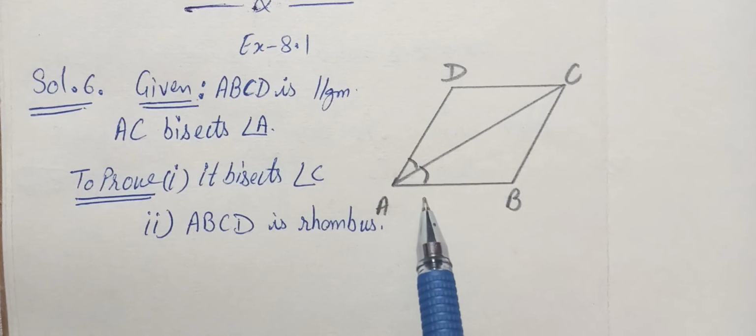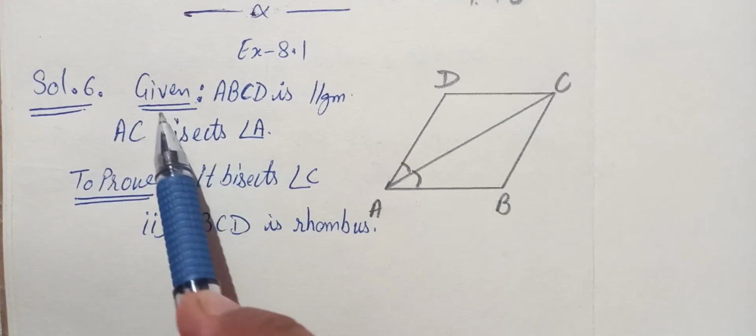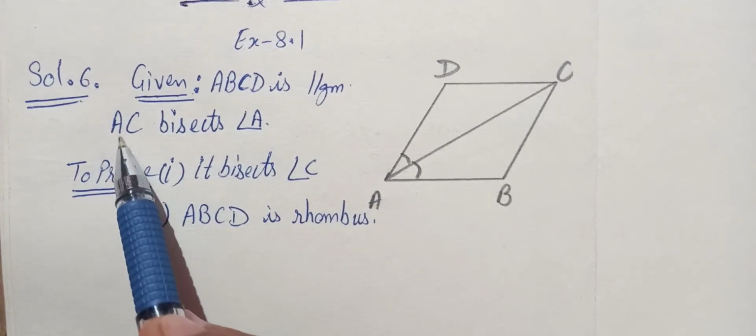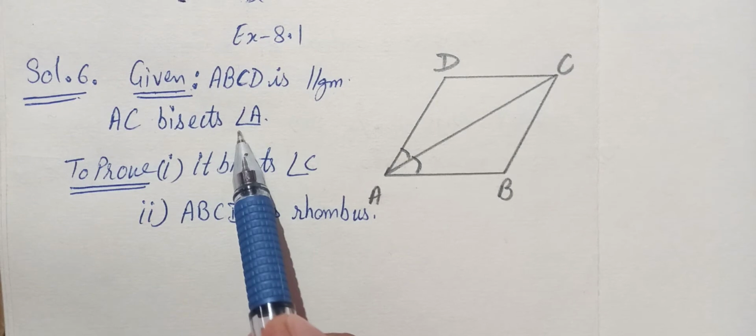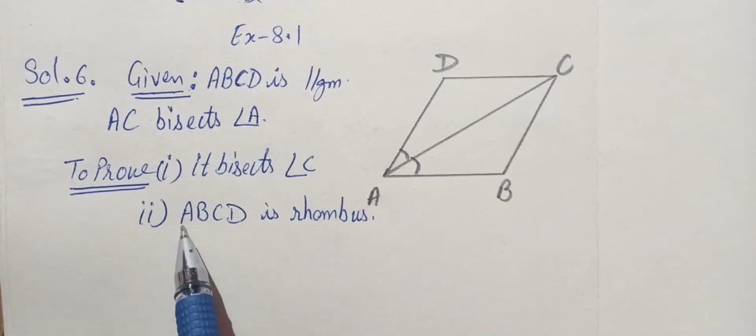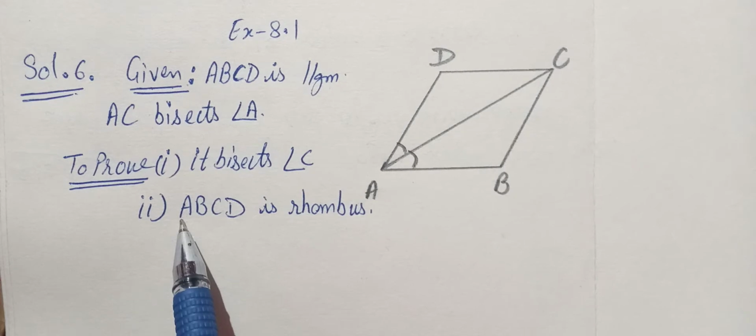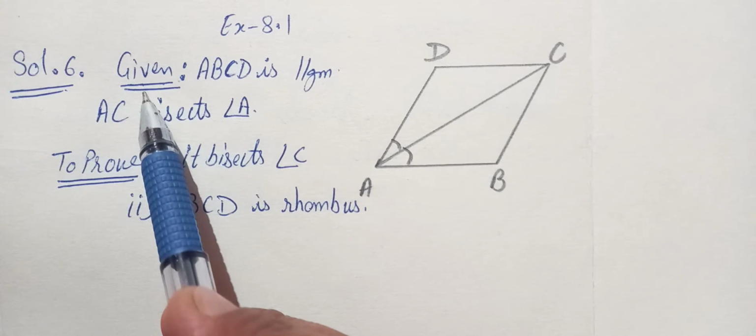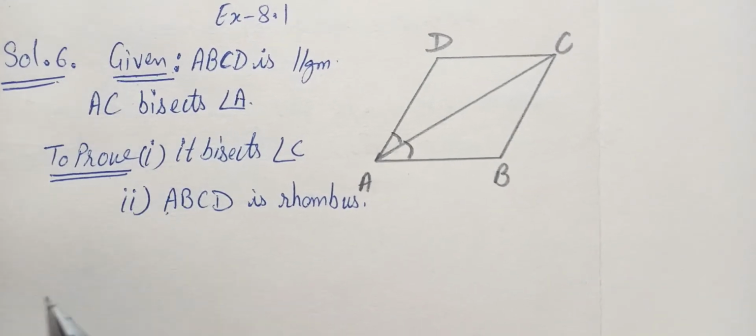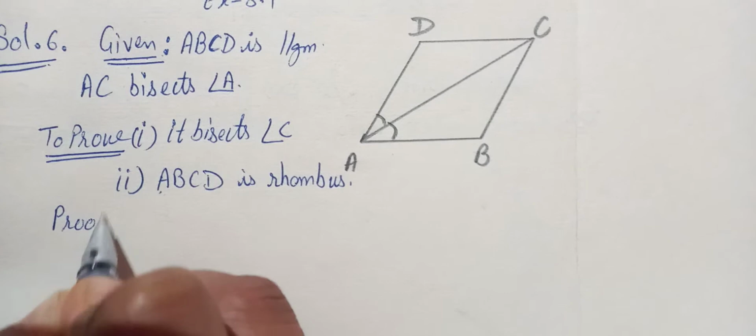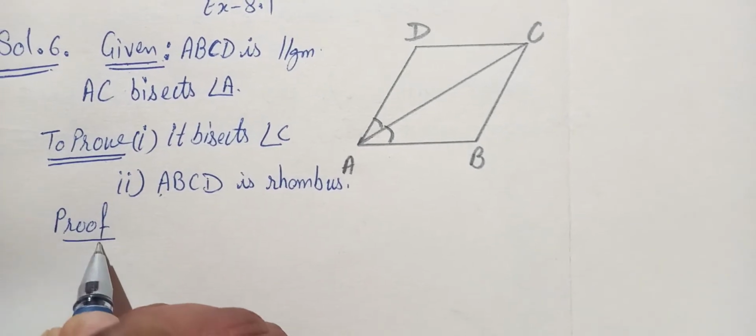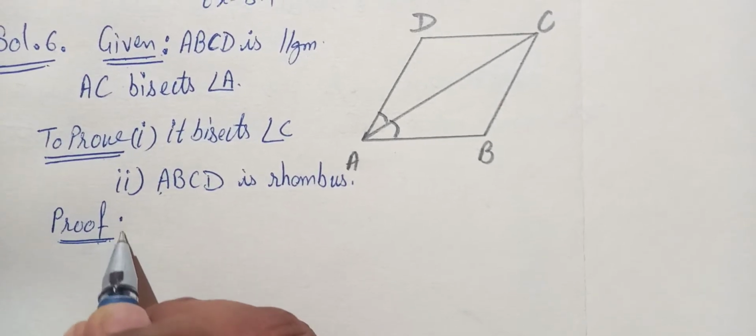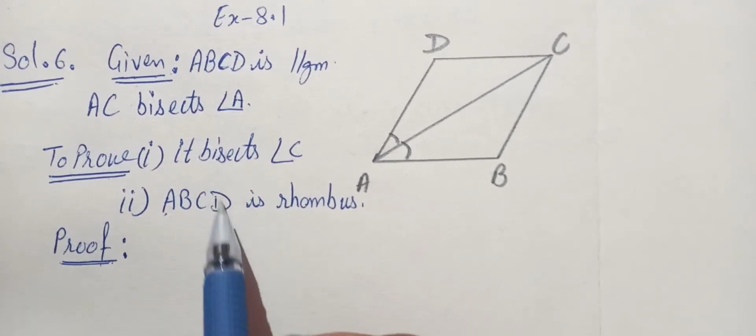Here we have drawn the same diagram ABCD, and the things given to us are that ABCD is a parallelogram, and second, that AC bisects angle A. The two things that we have to prove I have written here. In the solution part, we have to write the given and the to-prove parts. Next, we have to write the proof. So under the heading proof, we will try to prove these two statements.